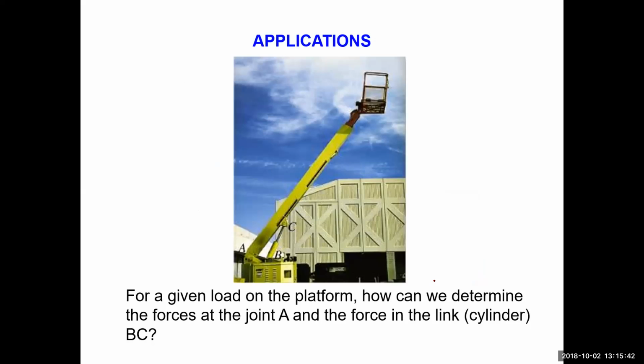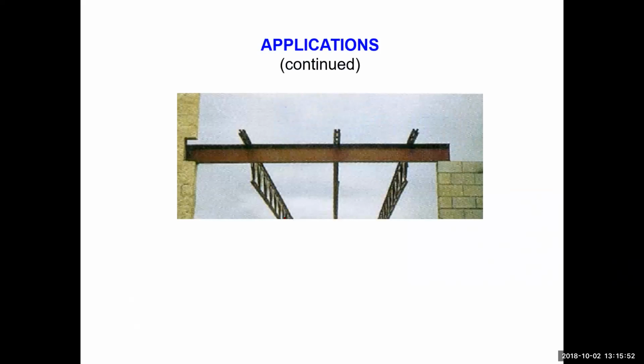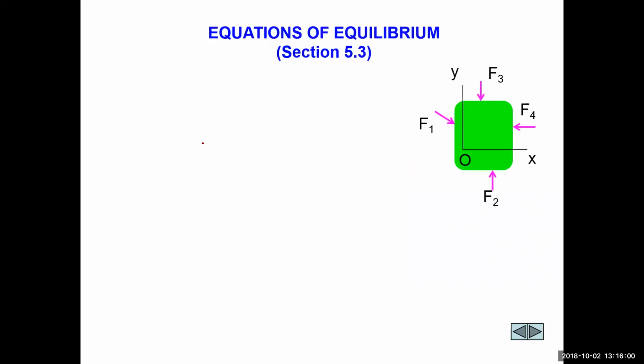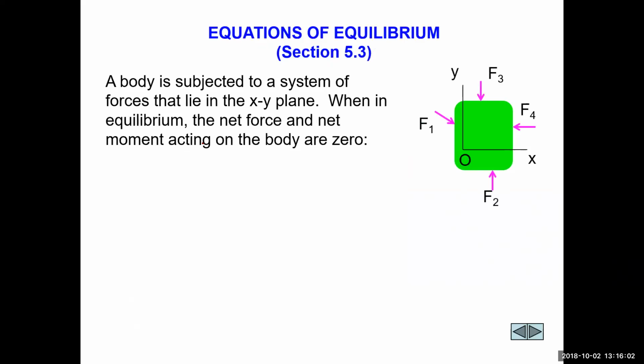So we are now going to be able to find the forces on the joint at A and the link at C, to keep that cherry picker up in the air. We'll be able to figure out what's going on where those things are resting, where that beam is resting on the walls there, and other stuff like that.